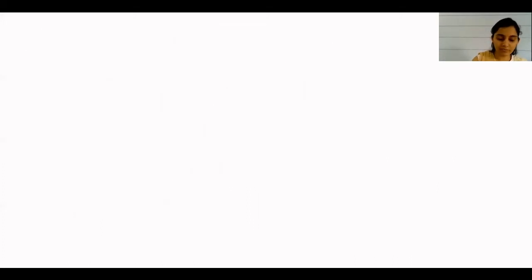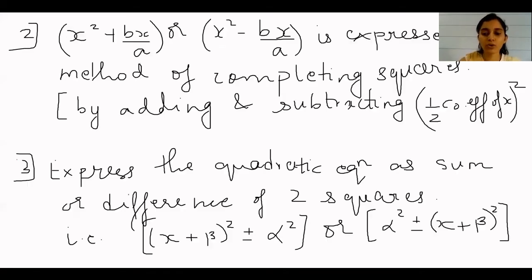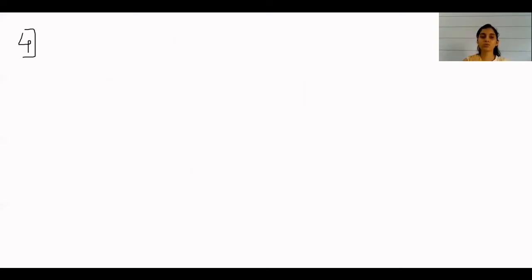Then we have to remember the integral part. How will you integrate after you come to this step? Since it is 1 upon the sum of two squares, or 1 upon the difference of two squares, if you remember, we did the special integrals in which we had 1 upon x square plus a square and 1 upon x square minus a square. So we can use the special integrals to solve these types after we finish these steps and come down to a sum of squares or difference of squares.